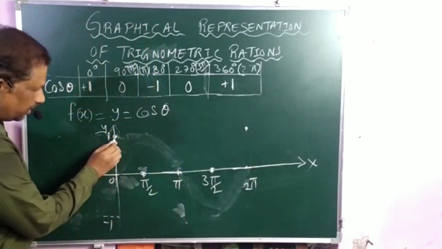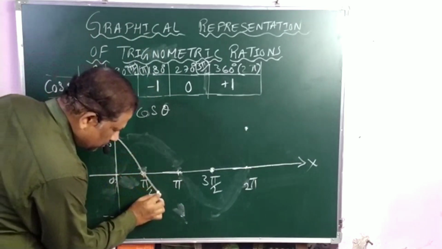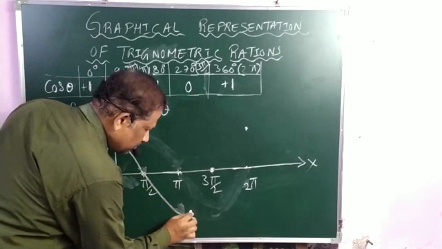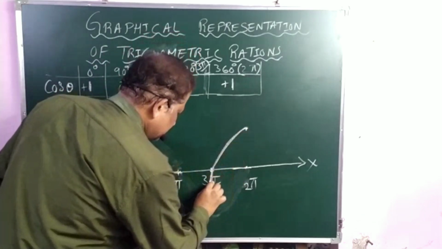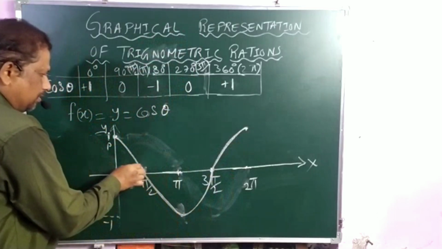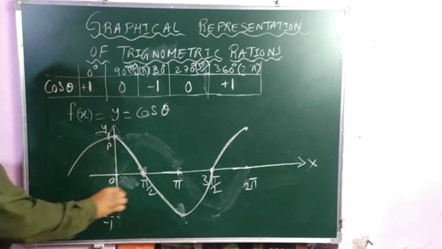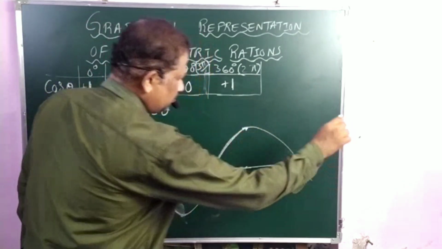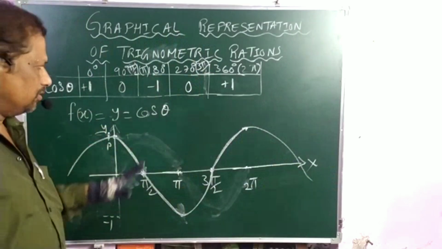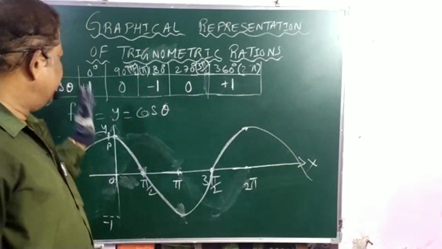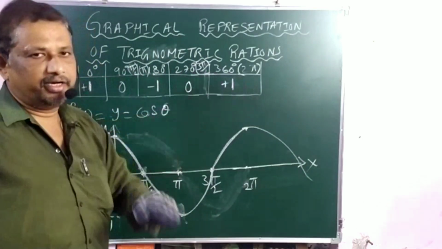So now if you observe, join this curve: minus 1, 0, 1. Like this it comes. Otherwise we can extend it like this. This is the graphical representation of cos on the graph, taking the period from 0 to 360 degrees, that is 0 radians to 2 pi radians.